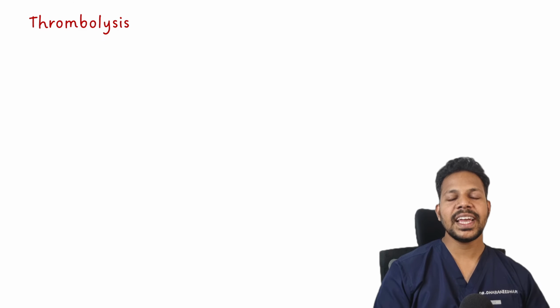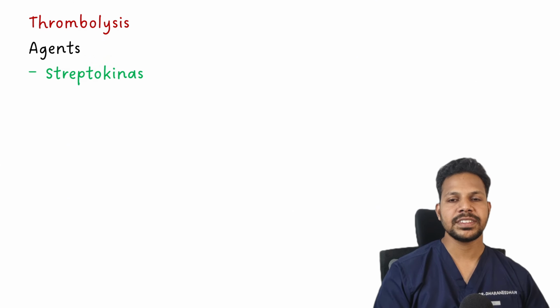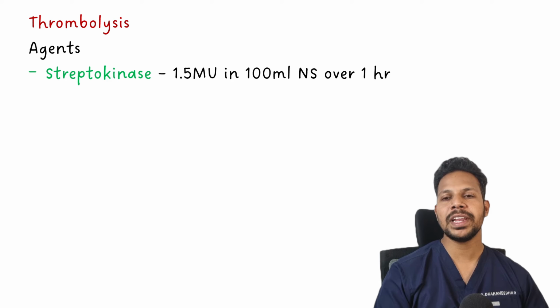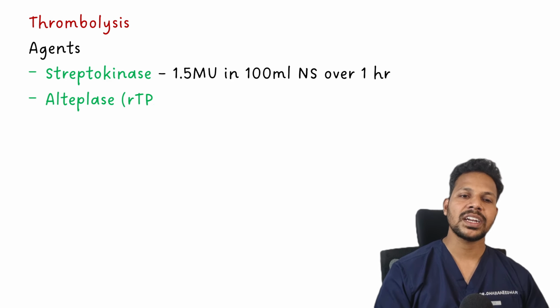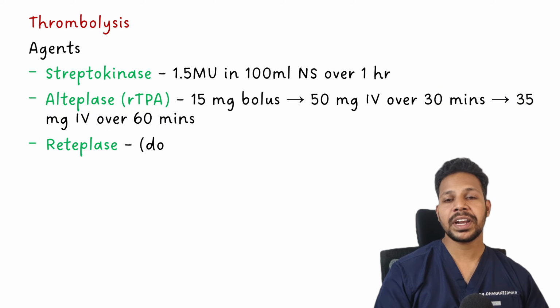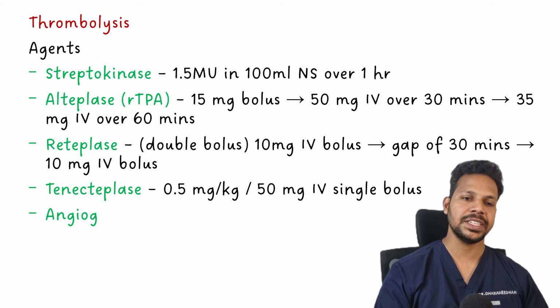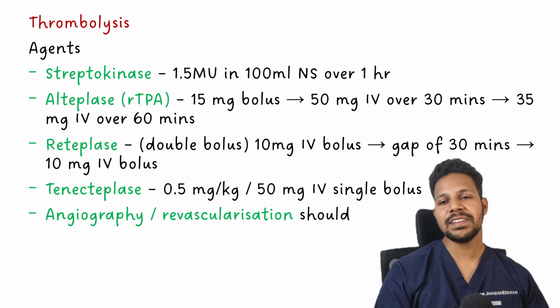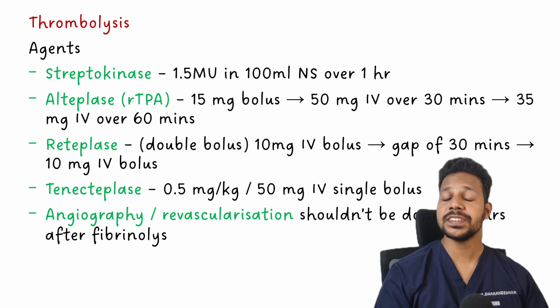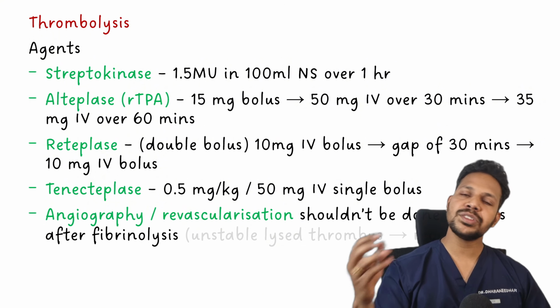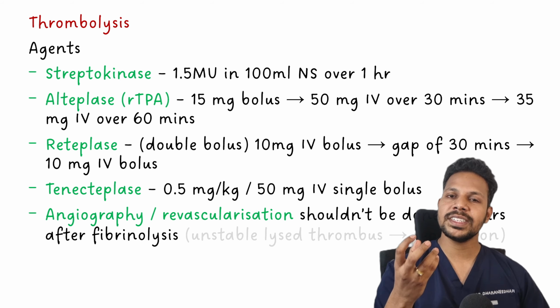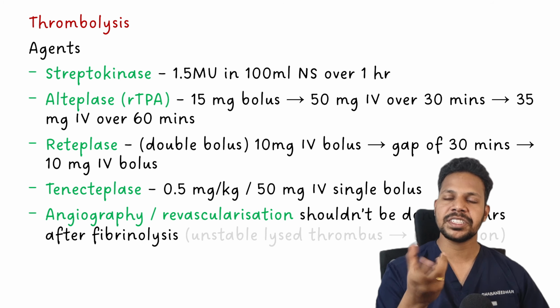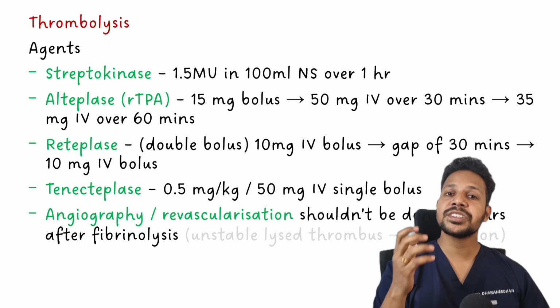So what drugs will we use for thrombolysis? The agents commonly used are streptokinase. The dose is usually 1.5 million units in 100 ml NS over 1 hour. The other drugs that we can use are alteplase, reteplase or tenecteplase. The angiography and revascularization should not be done within the first 2 hours because as soon as you give thrombolysis, the thrombus is not completely lysed and it is very unstable. That can increase the risk of reocclusion.